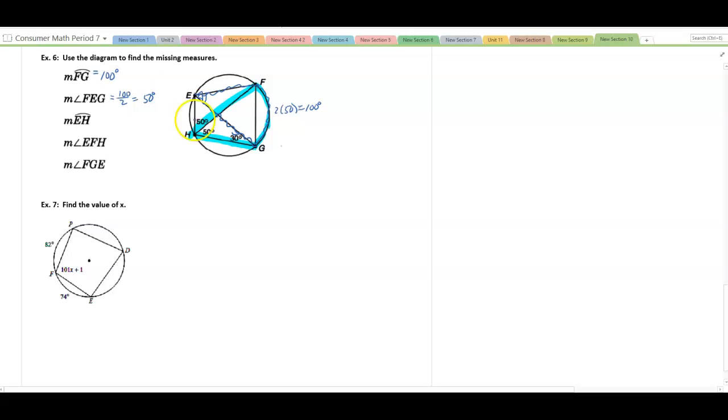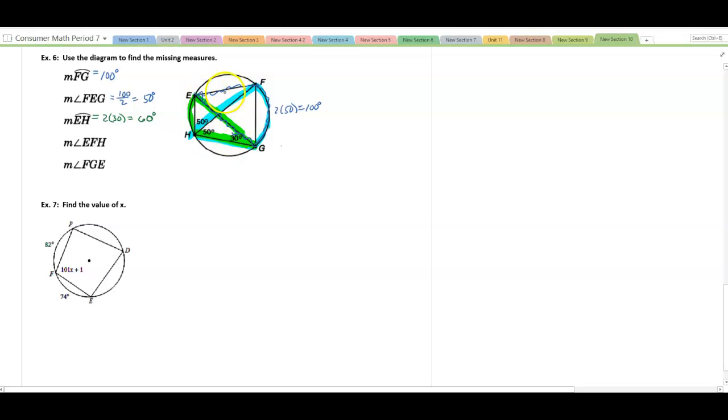Now, arc EH. I'm looking for this arc here. How could I find that arc? Well, I could trace a couple of different lines down here. If I trace this line and this line, I don't know the measure of this angle. But what I do know is the measure of this angle. So if I look, does this inscribed angle eat that intercepted arc? It does. So remember, to find the arc, I double the angle. 2 times 30 would give me 60 degrees.